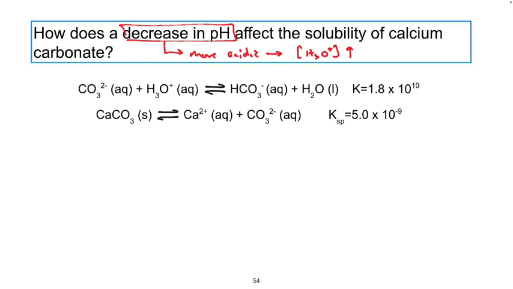Okay, what is that increase in H3O plus supposed to affect? The solubility of our calcium carbonate. So if we're now looking at these two questions or these two equations, which of those do you think is more relevant? I would lean towards the bottom. The question is actually asking about the solubility of calcium carbonate. Right? Where do we have calcium carbonate? That's in the bottom expression.